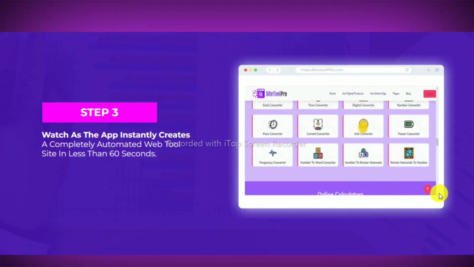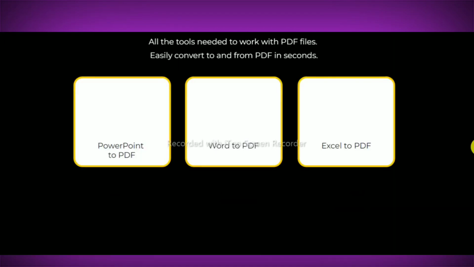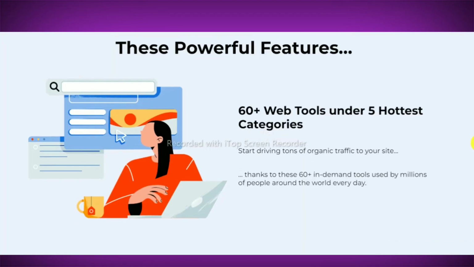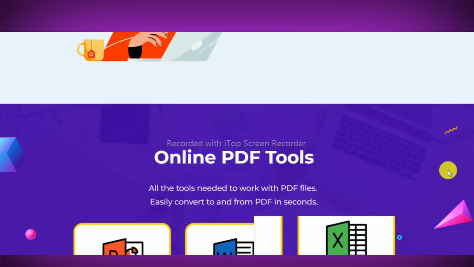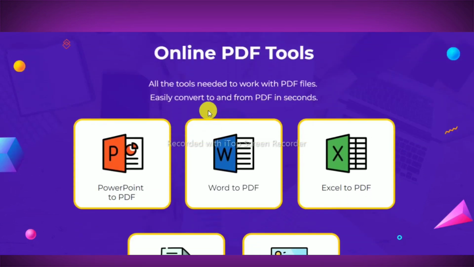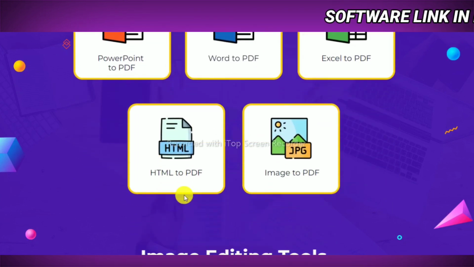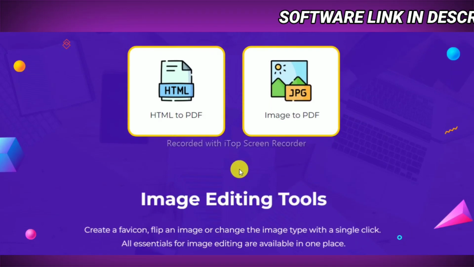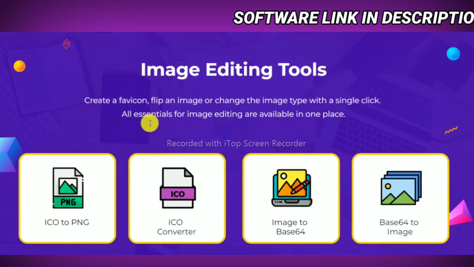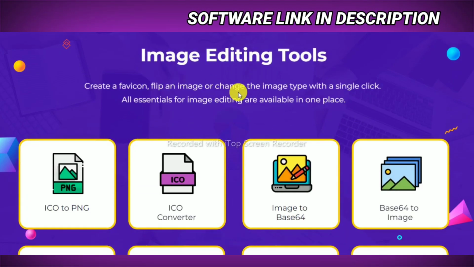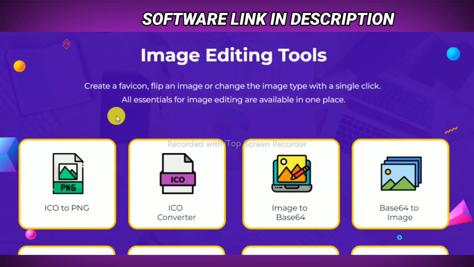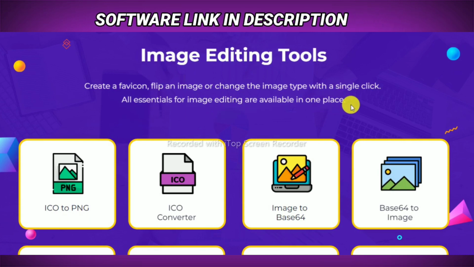So if we come down below, we can see what type of tools you will get in this software. So firstly, we can see online PDF tools. All the tools needed to work with PDF files, easily convert to and from PDF in seconds. Firstly, PowerPoint to PDF, Word to PDF, Excel to PDF, HTML to PDF, image to PDF. You will get image editing tools, create a favicon, flip an image or change the image type with a single click. All essentials for image editing are available in one.